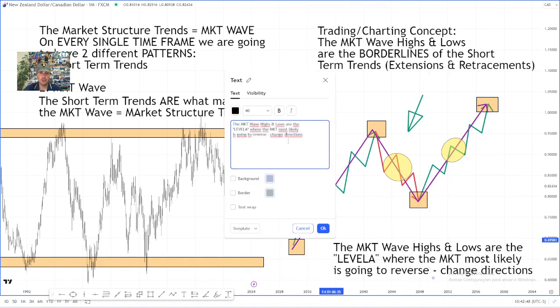Change the trend, change the short-term trend direction.